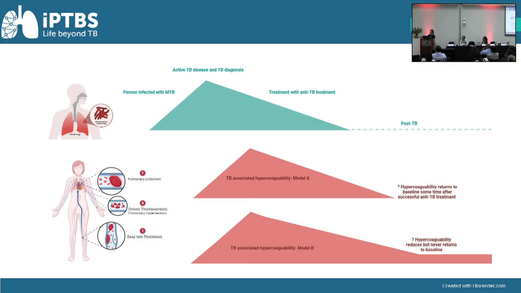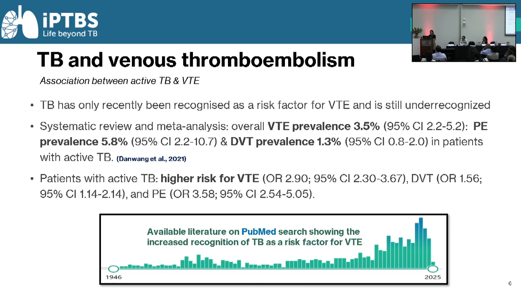period after TB. So over the past few years, TB has become increasingly recognized as a risk factor for venous thrombosis, but it is still likely under-recognized in high prevalence settings. A recent systematic review and meta-analysis found that the prevalence of VTE in patients with active TB was 3.5%, where the prevalence of pulmonary embolism was 5.8%, and the prevalence of DVT was 1.3%. And this corresponded to patients with active TB having a 2.9-fold higher risk for VTE.